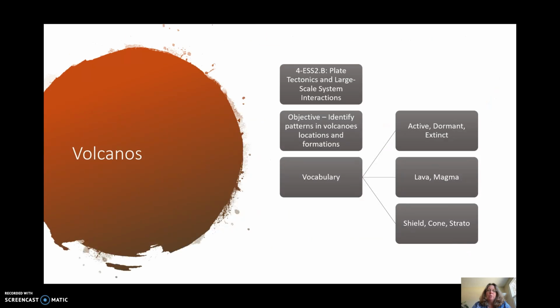So remember that our volcano unit is part of the plate tectonics and large-scale system interactions. We've been learning about how mountains are made and how oceans are made and valleys and all sorts of things about how the Earth is formed. And our objective in this particular unit was to identify patterns in volcano locations and also how they're formed and their formations. And we learned some vocabulary. We even talked about this before we got started, what active, dormant, and extinct meant, about lava versus magma. And then we talked about shield and cone and stratovolcanoes.